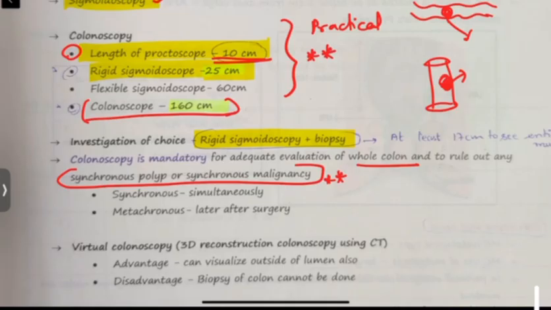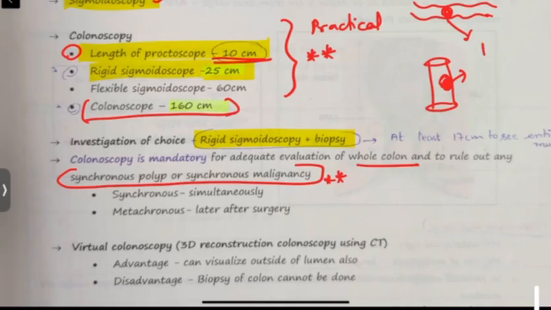Suppose we got to know that the patient is having bleeding PR, and we suspected rectal cancer, and we did rigid sigmoidoscopy and were able to find a tissue, but we have to go for colonoscopy and look if there are tumors elsewhere or if there are polyps elsewhere.